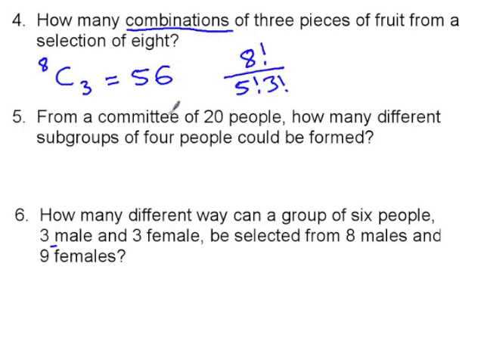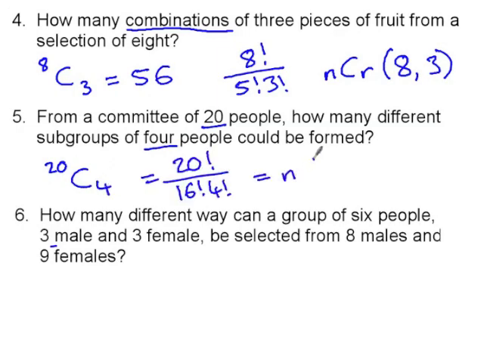Now, most calculators actually have an nCr option, and normally you would then enter the n and the r separated by a comma. So try locating this button on your calculator, putting in the numbers and checking that you do still get the answer of 56. In example number 5, we have 20 people on a committee. We want to make a subgroup of 4 people, so that's 20 choose 4, and you should be able to locate the nCr button on your calculator to work this out.